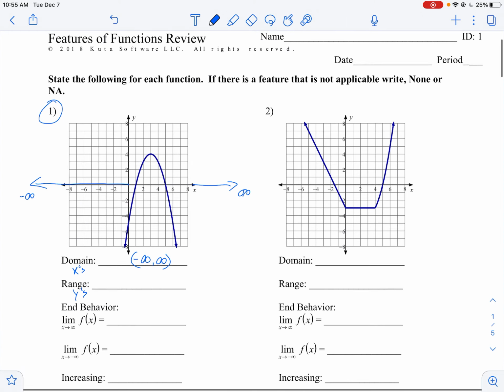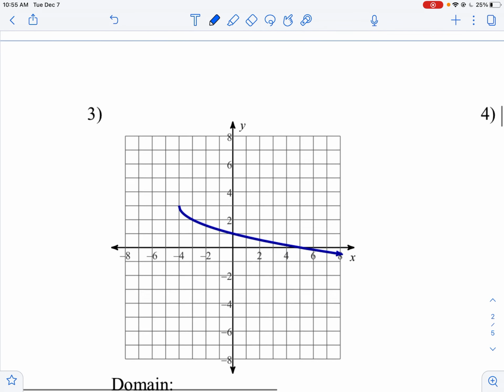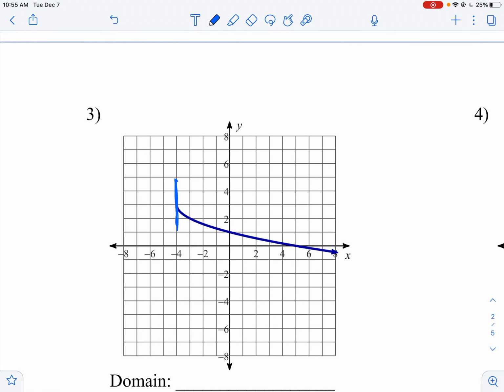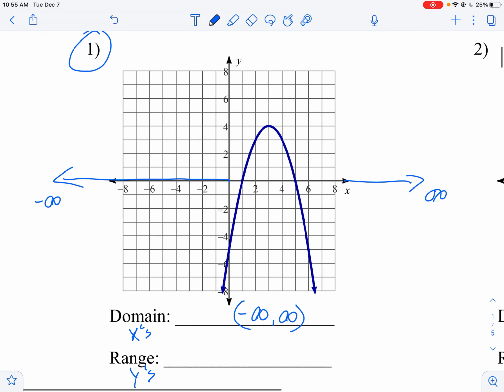Only if your function actually ends, such as this one here, will you have something different. Like the domain on this is -4 to infinity because it goes from, well, -4 all the way to the right. So it can stop, and actually I need to have a square bracket on that -4 because it actually stops there. Anyway, back to number one.